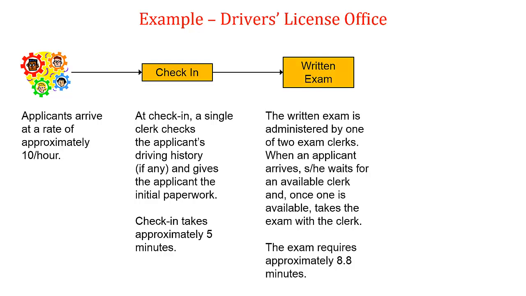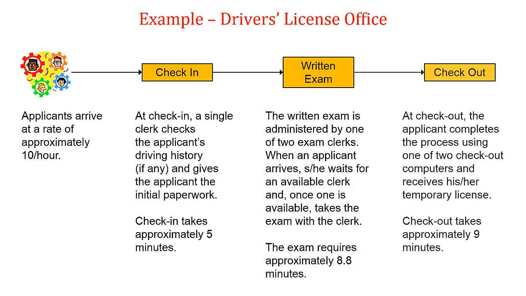The applicants then take a written exam, administered by one of 2 exam clerks. If the exam clerks are both busy, the applicant waits until the next one is available. The exam requires approximately 8.8 minutes. Finally, after the exam, the applicants go through a checkout process where they use one of 2 checkout computers and receive their temporary license, and the checkout takes approximately 9 minutes.